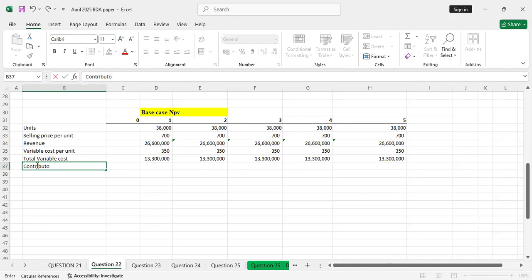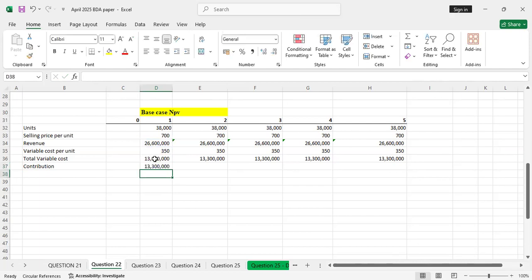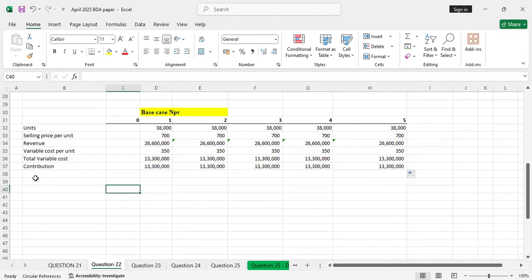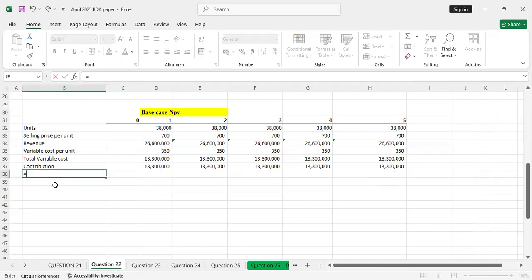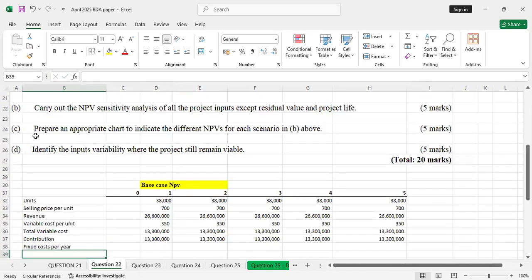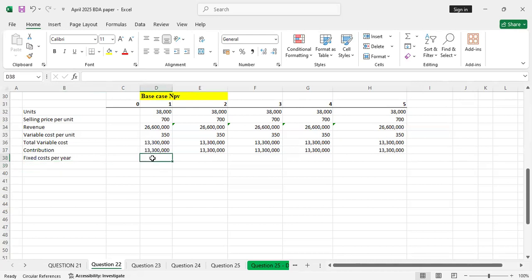So we just go to contribution. The contribution is the difference between revenue and the total variable cost. So we'll have a contribution of 13.3 million. Okay, so the next item here will be the fixed cost, because there was fixed cost in that question. So we'll deduct it.